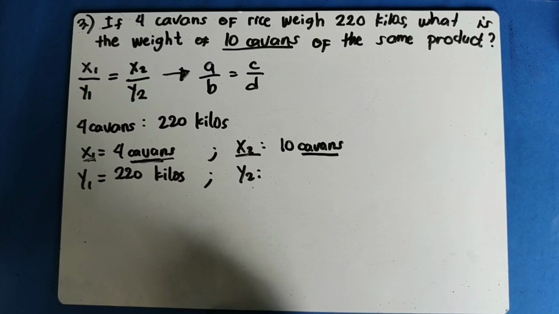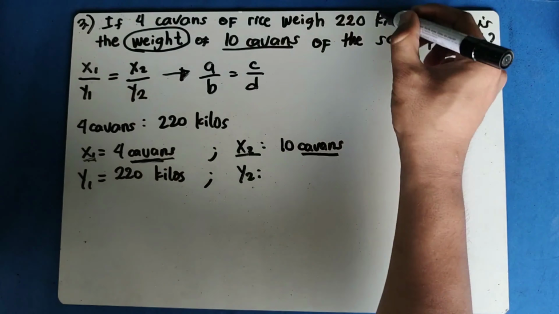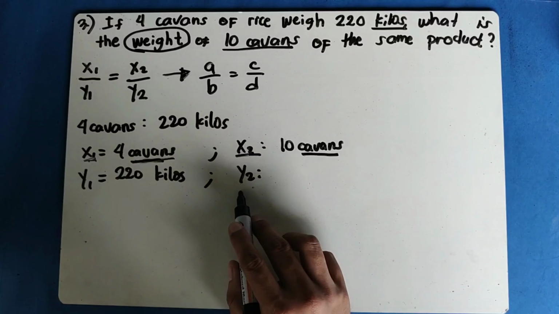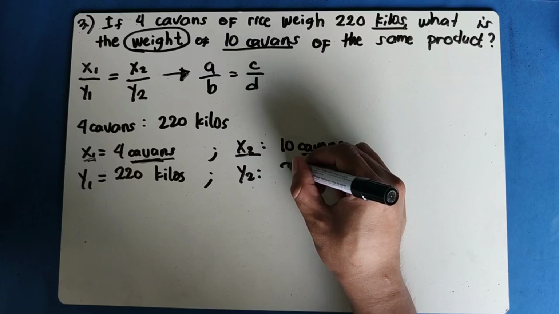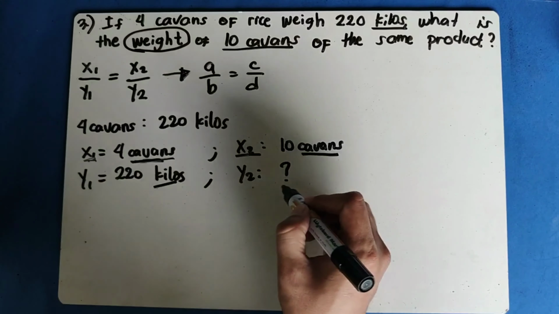So, what we are looking for in this problem is the weight. When we say weight, it talks about kilos. That means what we are looking for here is Y sub 2. Y sub 2 talks about the weight. So, this is what we are looking for. We are looking for Y sub 2 because it is in kilos.